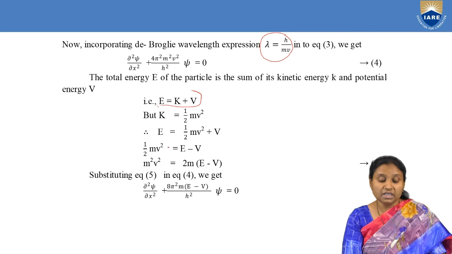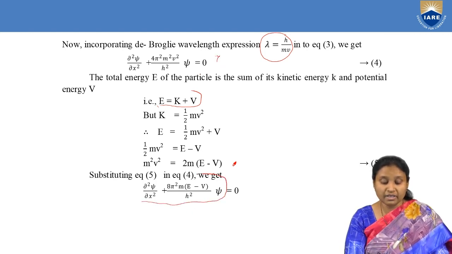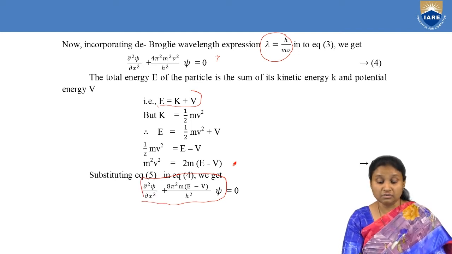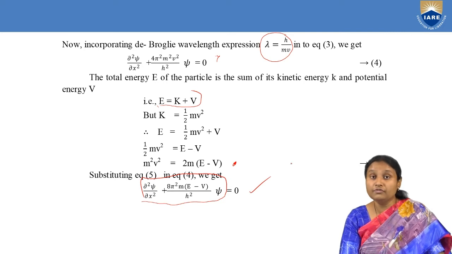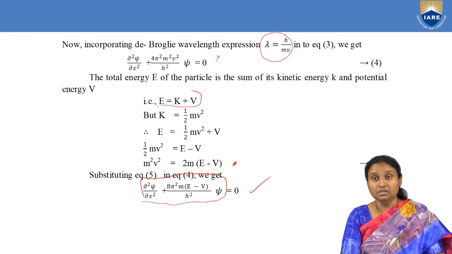Then multiplying numerator and denominator with m, I have my numerator as m²v². In the denominator we have 2m, and I have taken this 2m to the other side, so we have 2m into (E minus V). If I substitute this value in our equation 4, then finally we have the equation ∂²ψ/∂x² + (8π²m(E − V)/h²)ψ = 0. So this is one form of Schrodinger's time independent wave equation for matter waves.